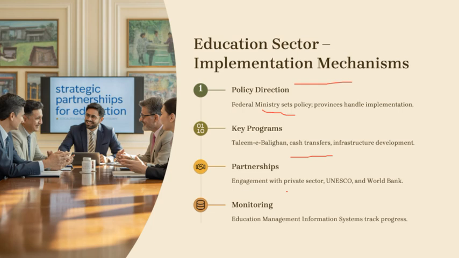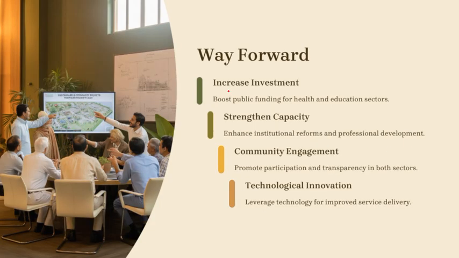So how can all these challenges be resolved? For this, some reforms are needed. Investment should be increased, strengthening of capacity and community engagement is needed, and technological innovation is needed. Boost public funding for health and education sectors. If we want to progress, we must increase investment in health and education and engage the public through school management committees, improve institutional capacity and transparency, and promote technology such as e-health and digital classrooms, to ensure intersectoral coordination so that education, health, employment and social welfare progress together.